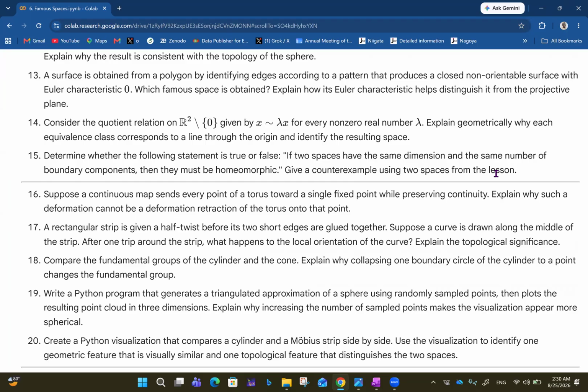Thus, dimension and boundary information alone do not completely determine the topology of a space. So the statement is false. So additional invariants such as connectedness, orientability, compactness, Euler characteristic, and fundamental group may be necessary to distinguish spaces. So it's not enough to just talk about dimension and boundary components alone. So you may need more information to decisively distinguish between spaces.